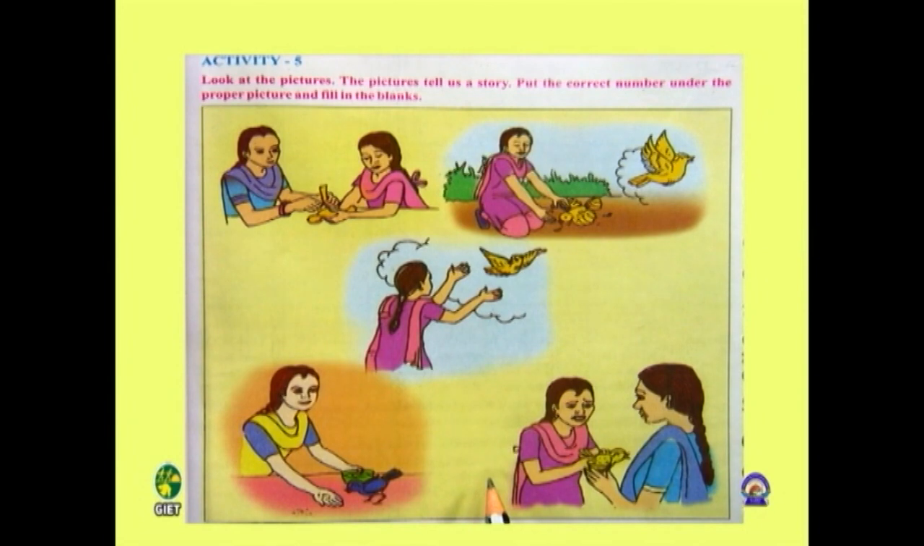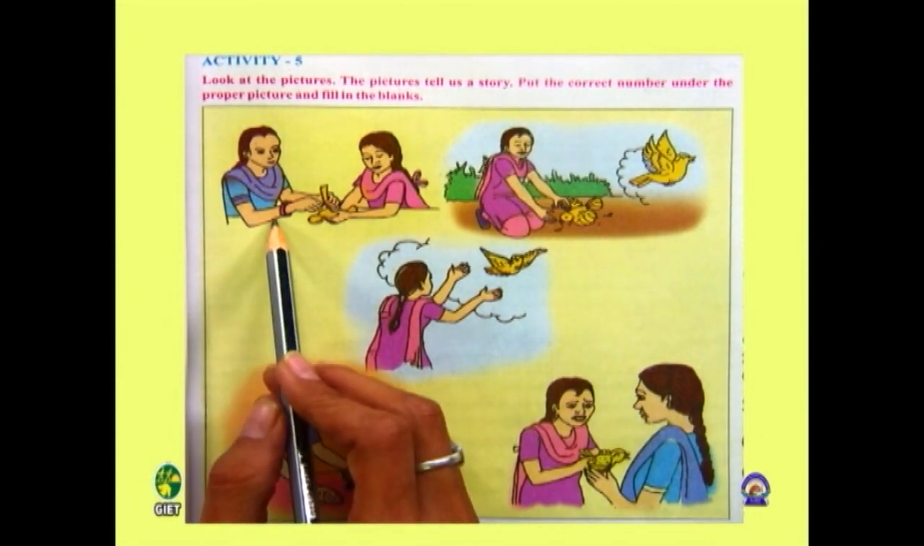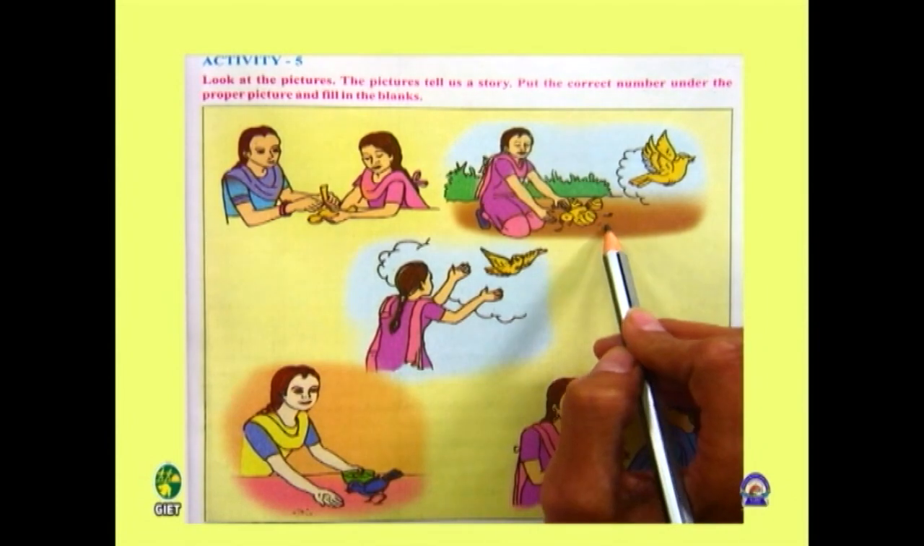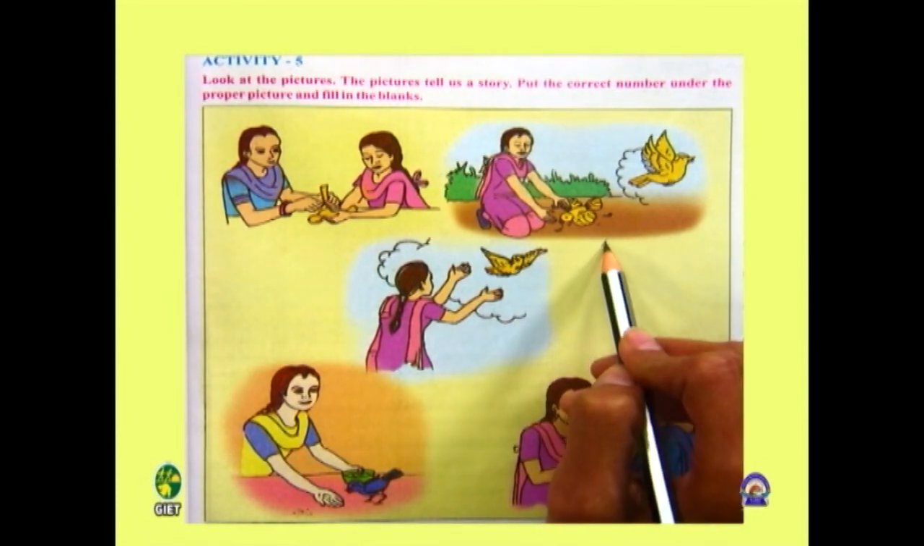So what will you do in this activity? First, we will arrange these pictures in proper order and then put the numbers below the pictures. So think about these whole pictures and identify the first picture. Recall this whole incident and identify the first picture. Which picture comes first? Yes, you are right. This is the first picture. So put the number below this picture.